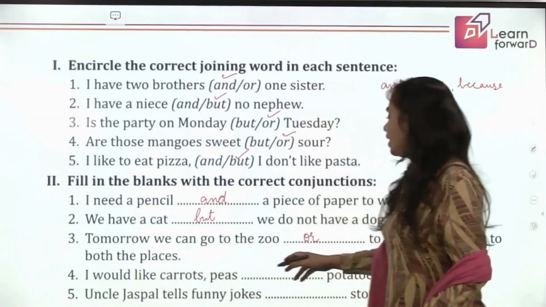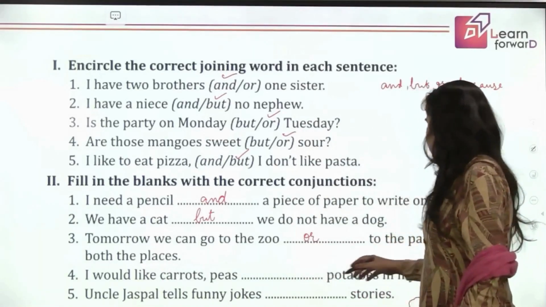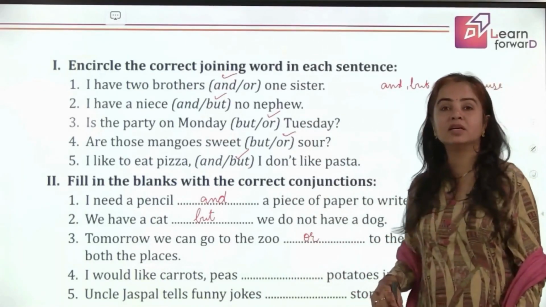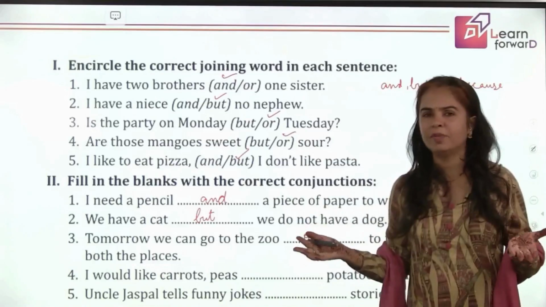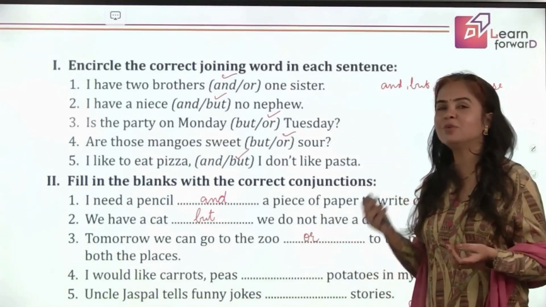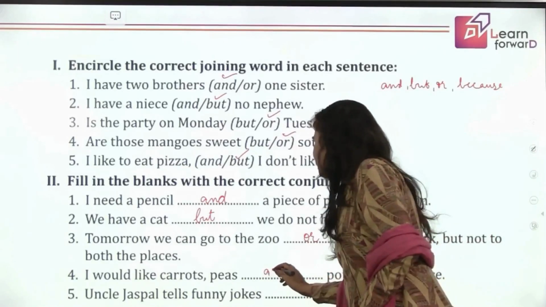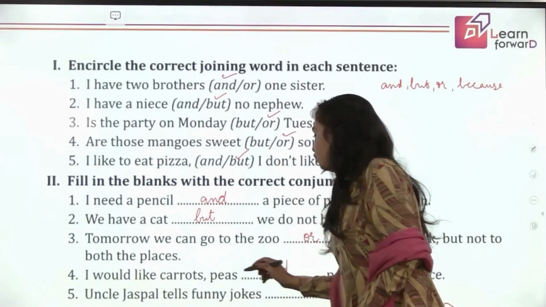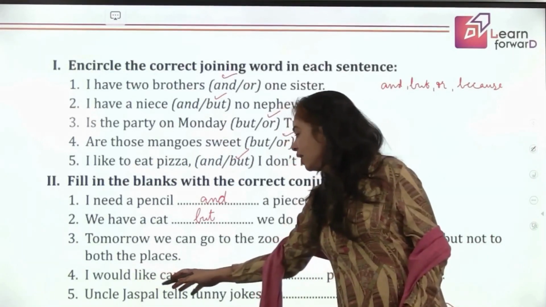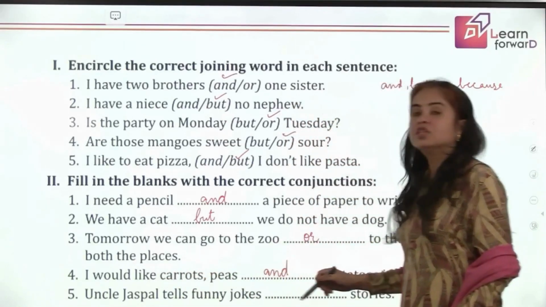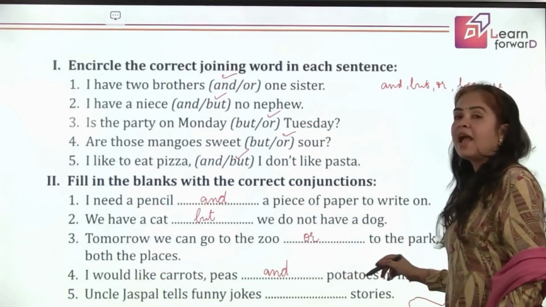I would like carrots, peas, dash potatoes in my rice. That means you want all of them in your rice, isn't it? To make them more delicious and nutritious. So together means and. Beautiful. That's a wonderful answer.